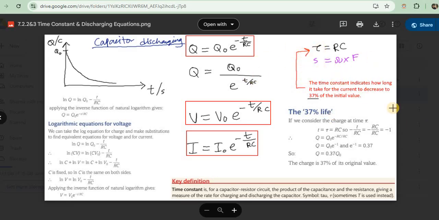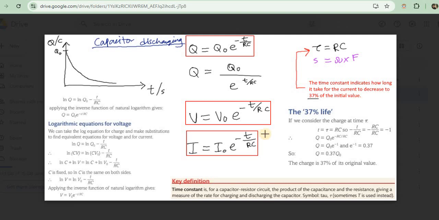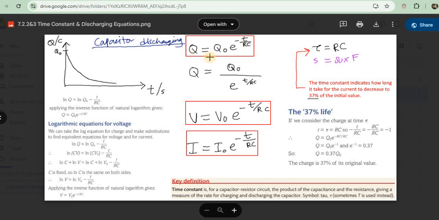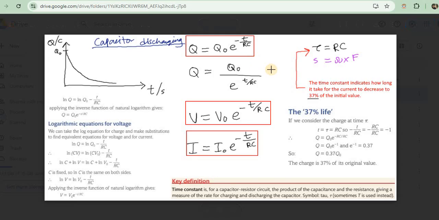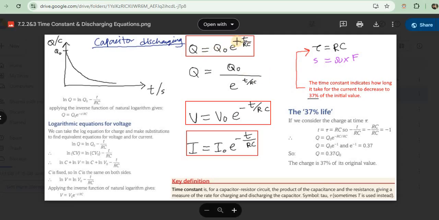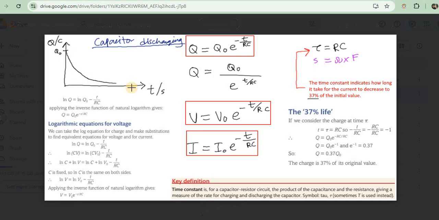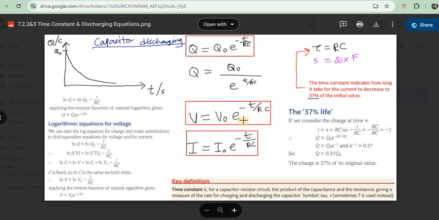In brief, the time constant indicates how long it takes for the current to decrease to 37% of the initial value. If you are taking mathematics, you would have learned about exponential decay and exponential growth curves. So if it's an exponential decay, we have a power with a negative sign here. So this indicates that the shape of the graph will be like this. It's an exponential decay curve. Similarly, you can see here again a minus sign here, a minus sign here. So this is for capacitors discharging.